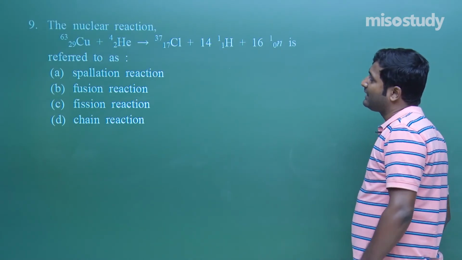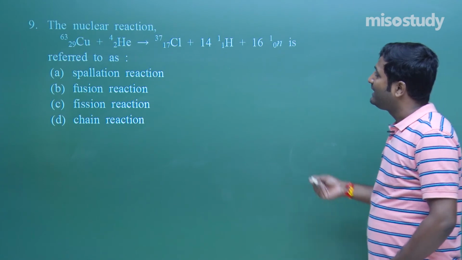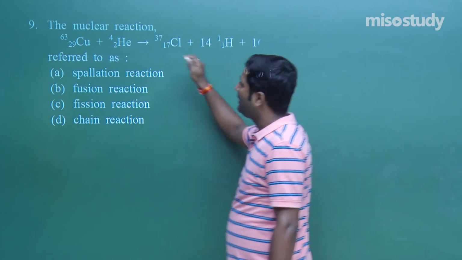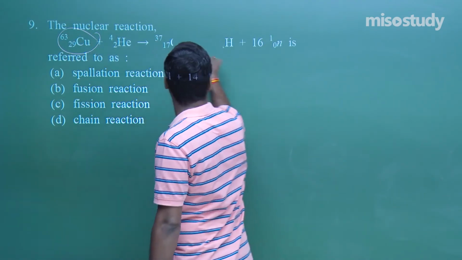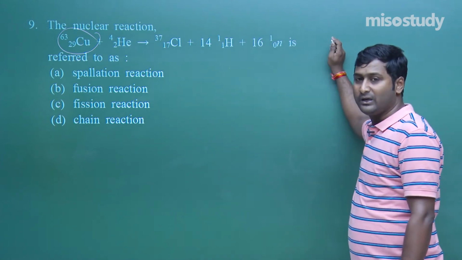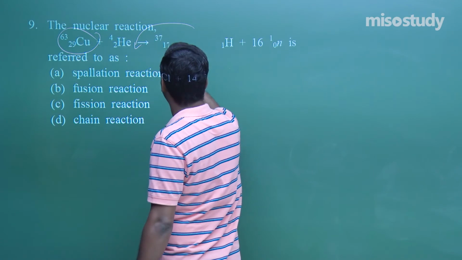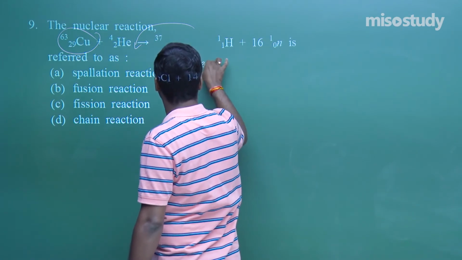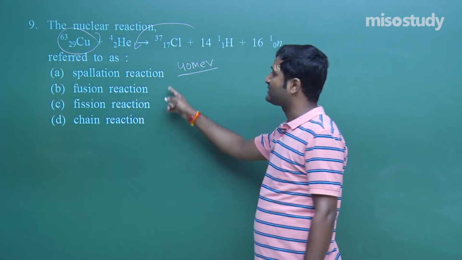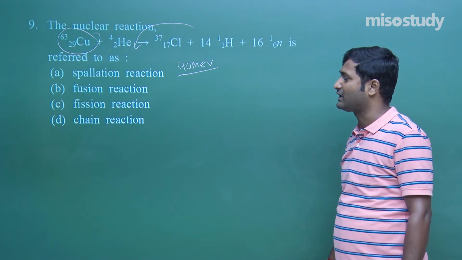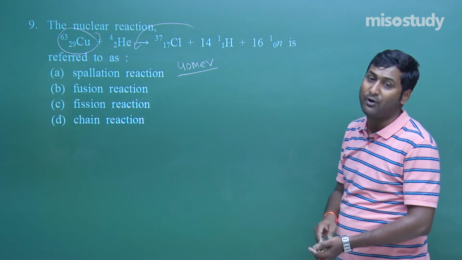A nuclear reaction in which a bigger nucleus breaks into different smaller nuclei is this type of reaction. In this case, we require a projectile of around 40 mega electron volt, and this type of reaction is known as spallation reaction. Clear to you? These are the types of reaction.